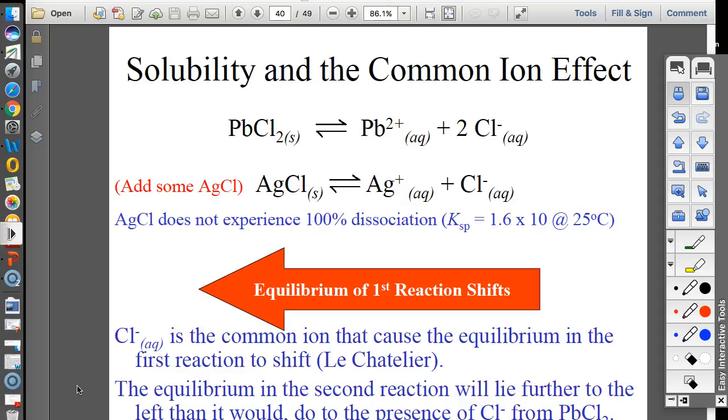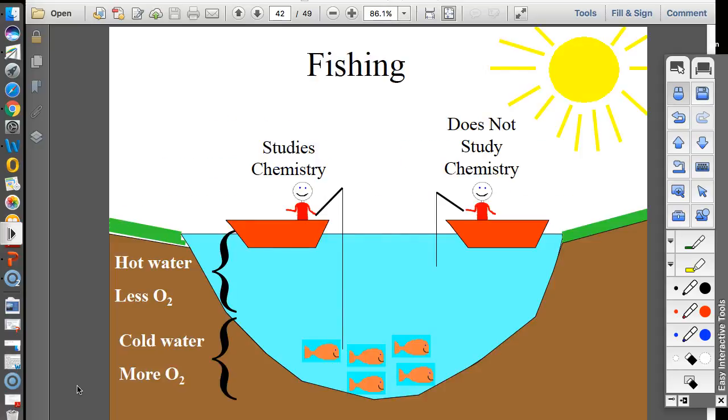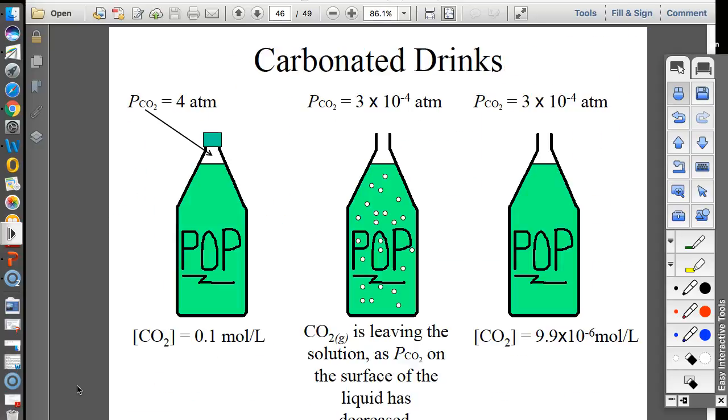Same thing with, oh, if I put silver chloride in here, you know, silver doesn't dissociate all the way, so the common ion effect won't be as strong because all the chlorides won't be dissociated. So that's all this is saying. All right. We don't have to do that. Okay, and we're done.